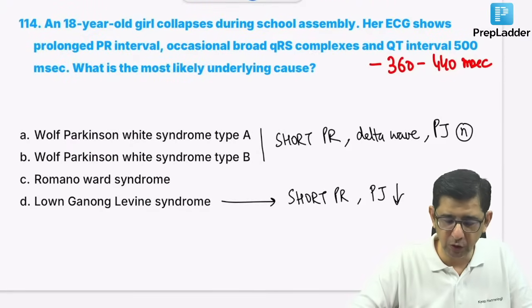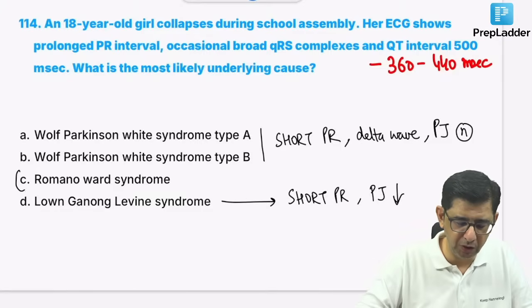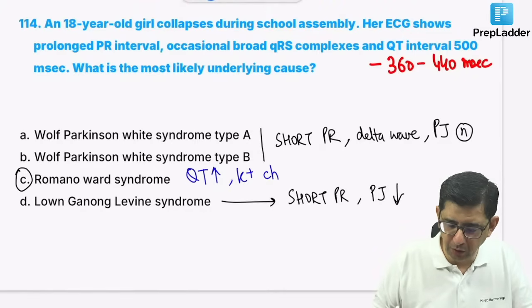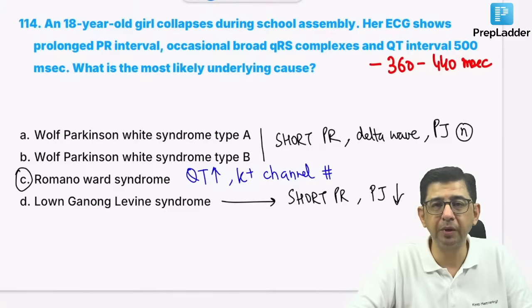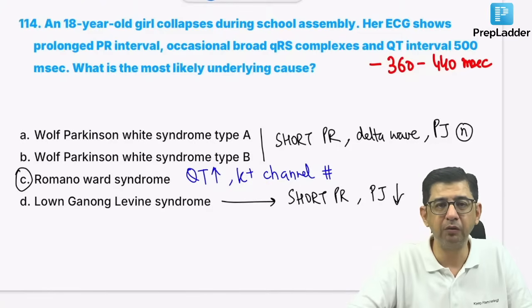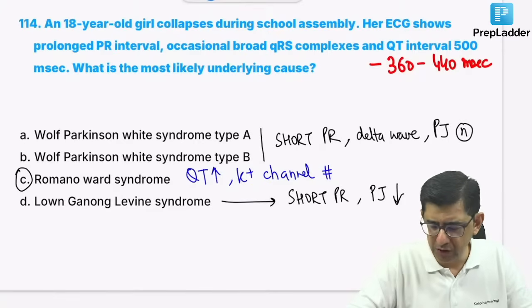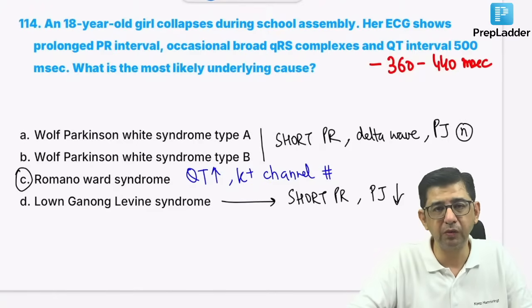So if you go by exclusion in this particular case, the condition is Romano-Ward. Romano-Ward always causes a QT prolongation. It's a potassium channel defect which is seen in Romano-Ward, and this potassium channel defect results in a QT prolongation in a patient, and therefore polymorphic ventricular tachycardia, torsades de pointes, can occur in these patients, and that could be one of the contributors to death in these patients. So yeah, QRS is normal. Because QRS is normal, that is why in Lown-Ganong-Levine syndrome the PJ interval will be relatively short.